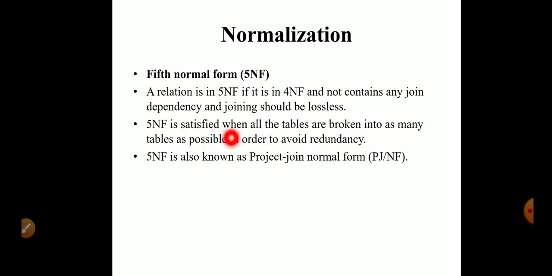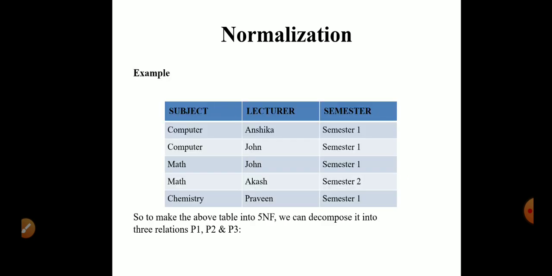5NF is satisfied when all the tables are broken into as many tables as possible in order to avoid redundancy. 5NF is also known as project join normal form, that is PJNF. I'll explain it with an example table. So let's consider the example table with attributes subject, lecturer, semester.